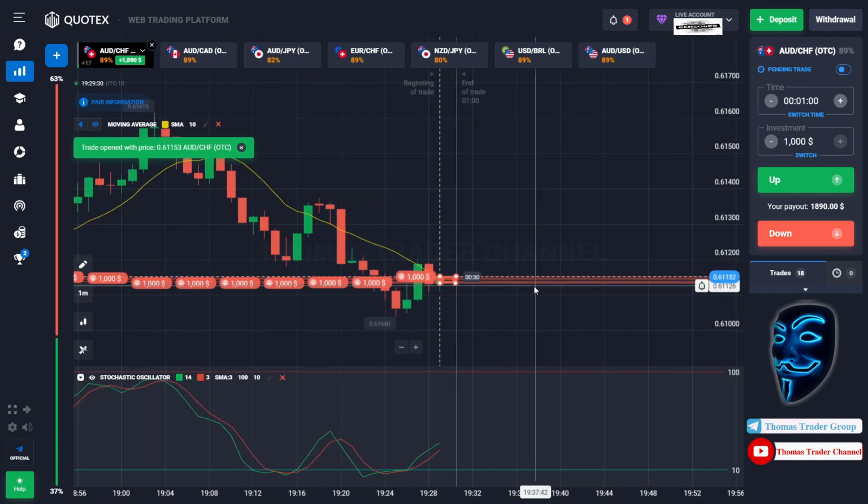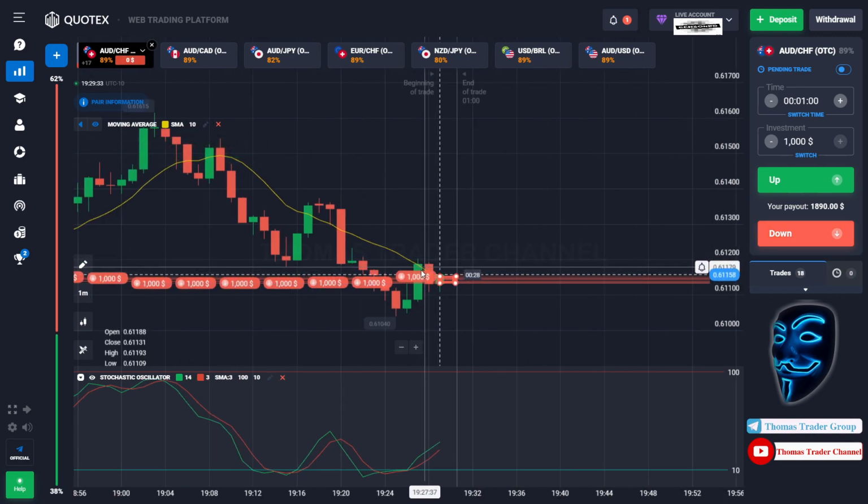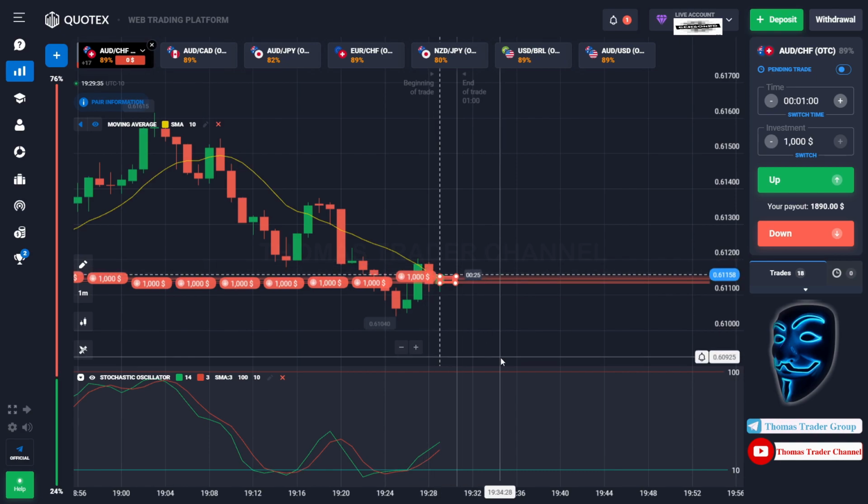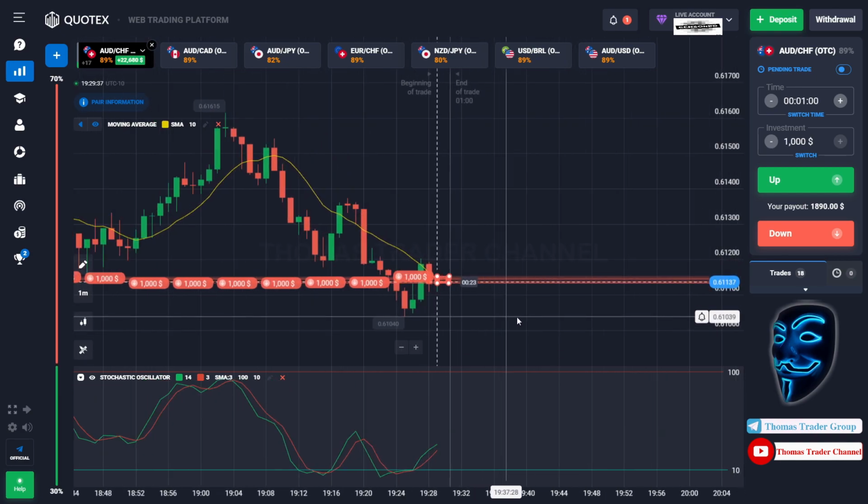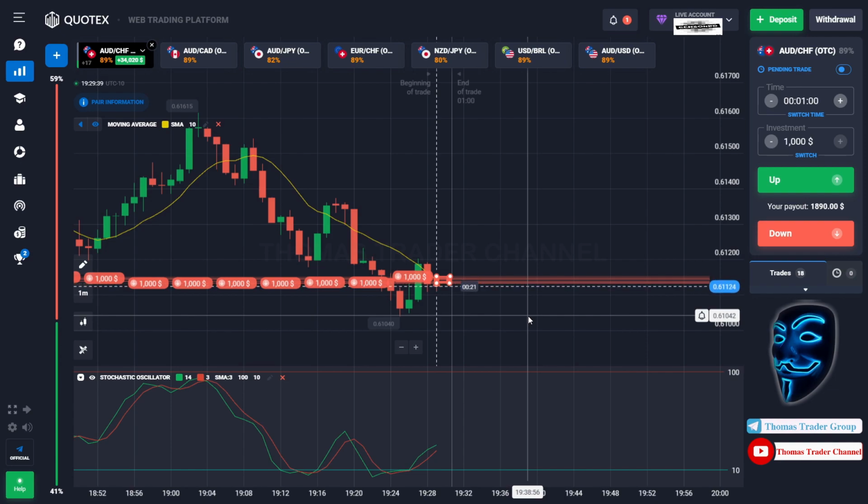Like what I've said before, after the market makes a correction to the moving average line, it will make a rebound and it will continue the bearish trend. Let's prove it and let's wait till the end of our trade.